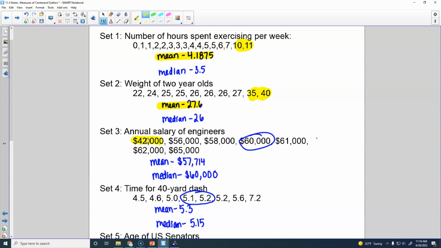At 42 is a little low, right? Everybody else is 55 or better. 55 to 65. 42 is kind of low. All right. So which one is, notice this case, what do you see about the mean? The mean is lower this time than the median.